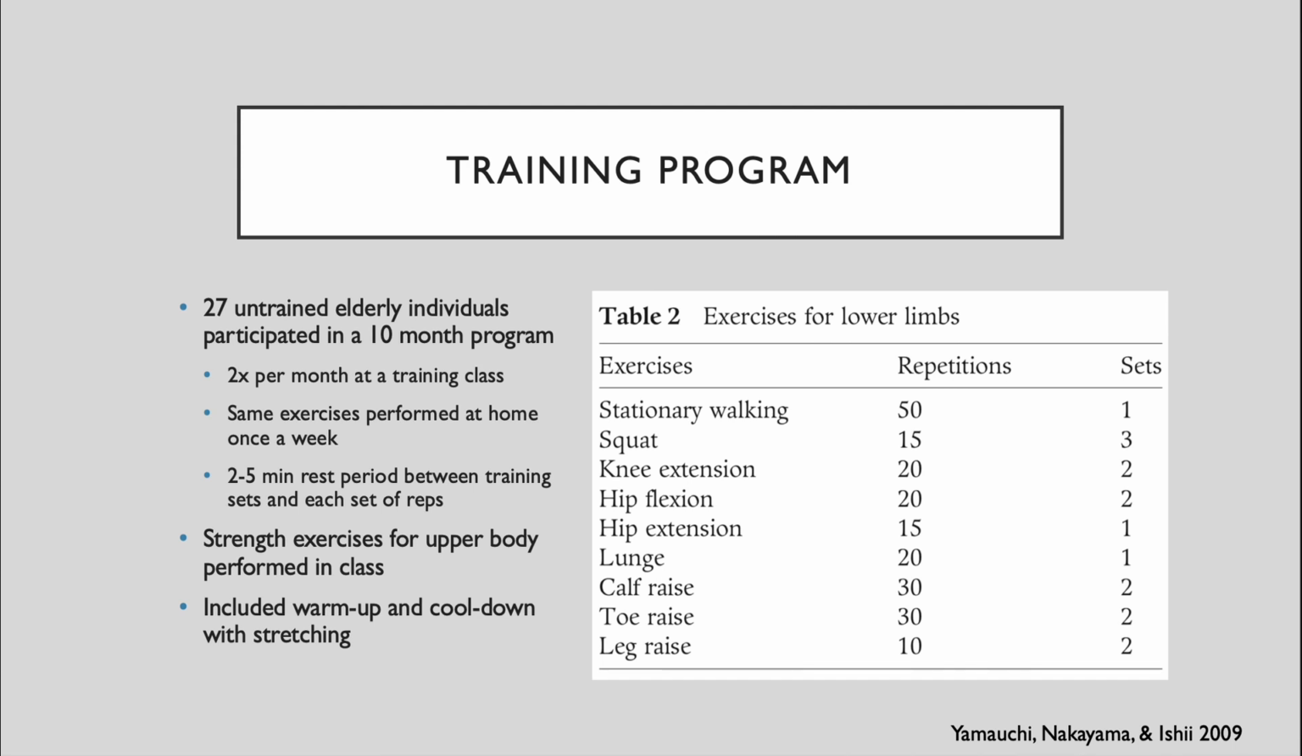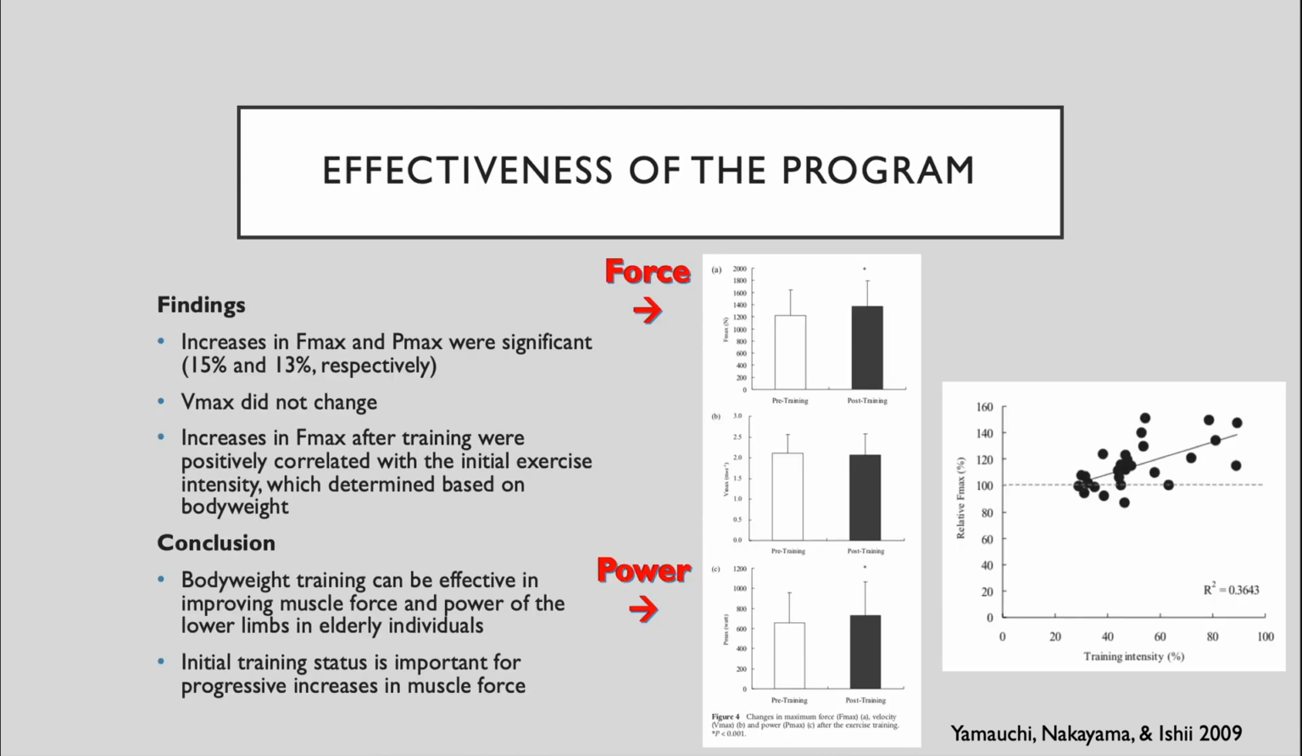This program included a 2 to 5 minute rest period between training sets, as well as each set of reps. The program also included upper body strength exercises, as well as a warm-up and cool-down that included stretching exercises, though the specifics were not discussed in this study. The effectiveness of this program was analyzed by determining changes in maximum force, velocity, and power output of the lower limb muscles that was measured pre- and post-training.